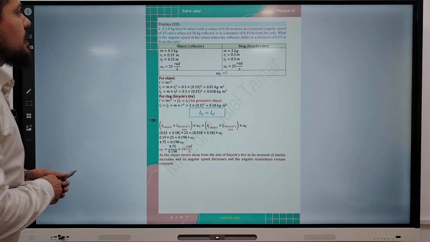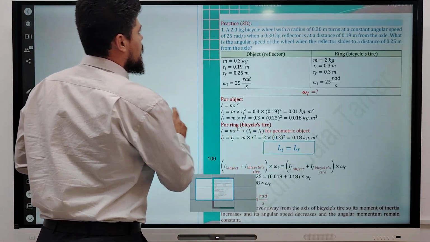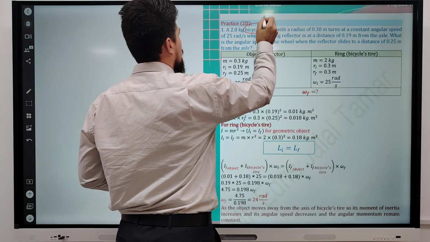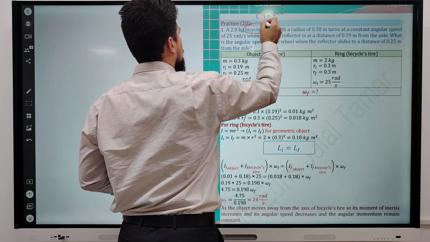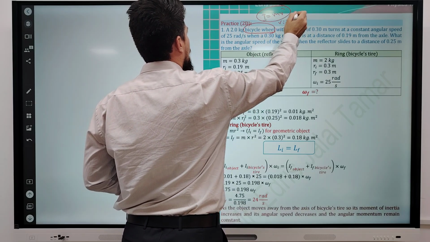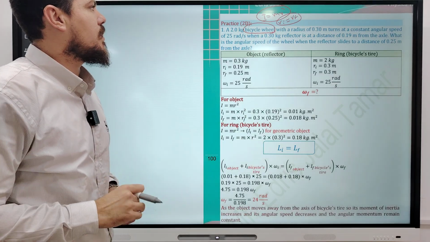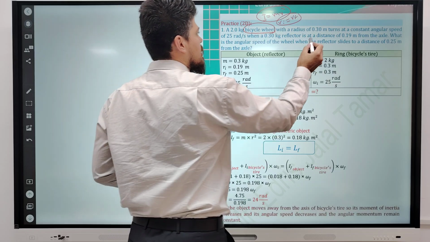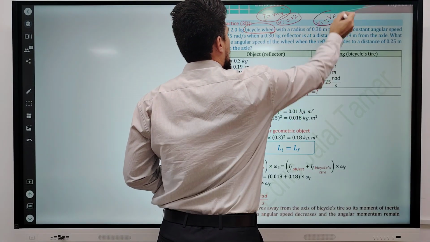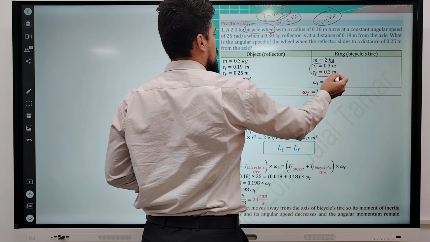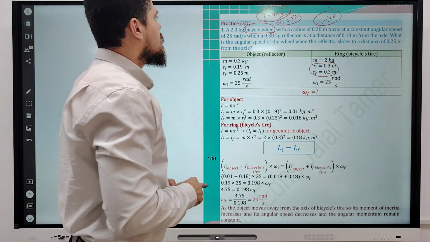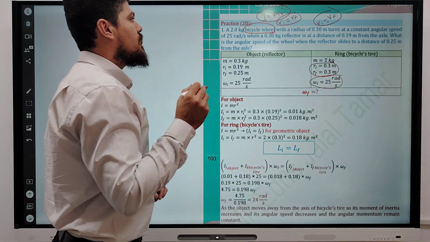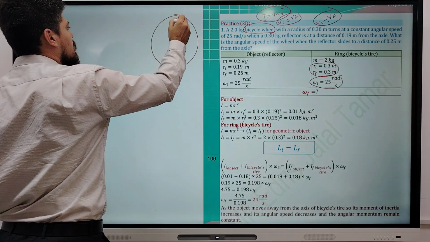Look at question 1 in practice 2D. A bicycle wheel. What is our geometric shape? A bicycle wheel. Its moment of inertia is equal to m R squared. R initial is equal to R final because a bicycle wheel is a rigid body. What is the mass of the ring of the bicycle wheel? 2 kilograms, with the radius, which is initial and final, R initial and R final, equal to 0.3 meter. It is rotating at a constant angular speed of 25 radian per second. Omega initial for the bicycle wheel is equal to 25 radian per second.